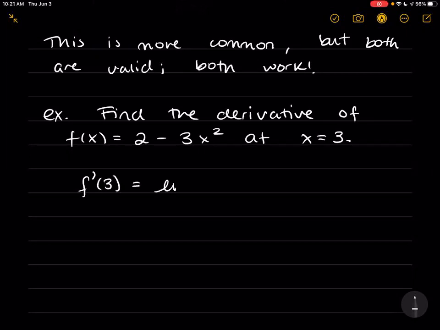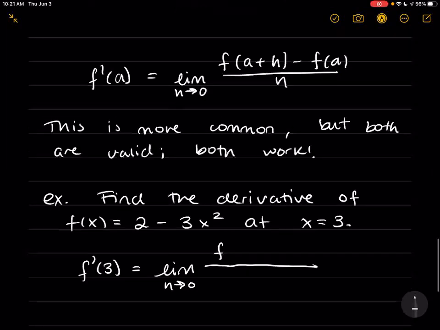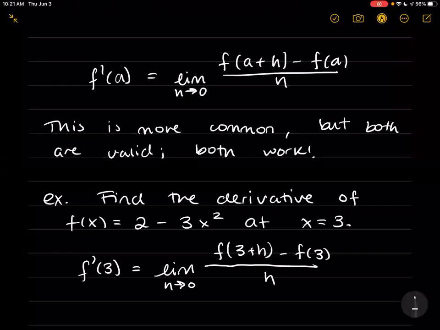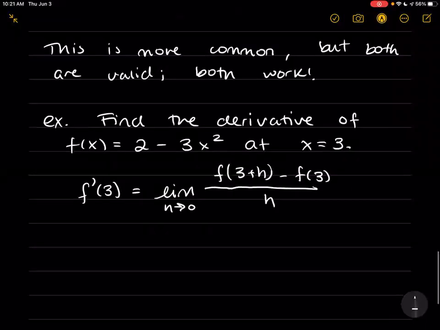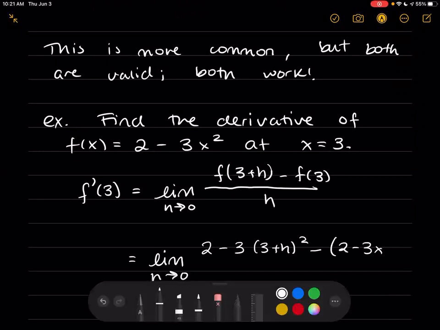So we want to look at the limit as h goes to 0 of f of a plus h minus f of a over h. In this case, our a is going to be 3, so this is going to be f of 3 plus h minus f of 3 all over h. Okay, so now let's go ahead and plug those things into the function. So we get the limit as h goes to 0. And so f of 3 plus h is going to be 2 minus 3 times 3 plus h squared minus f of 3, which is going to be 2 minus 3 times 3 squared. So plugging in 3.